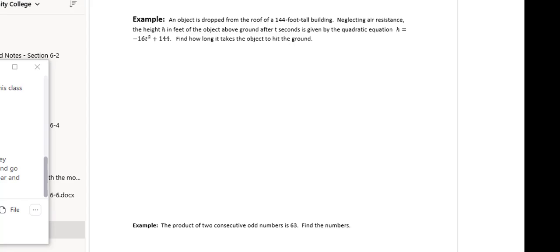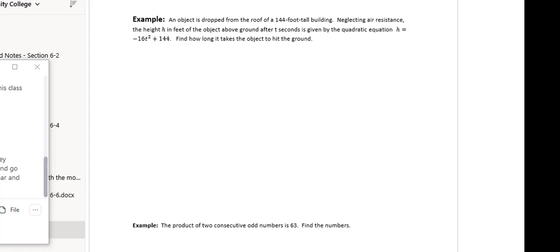Let's look at the next example. An object is dropped from the roof of a 144-foot tall building. Neglecting air resistance, the height h in feet of the object above ground after t seconds is given by the equation h equals -16t squared plus 144. Find how long it takes the object to hit the ground.